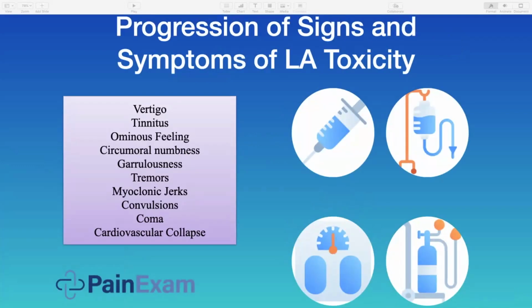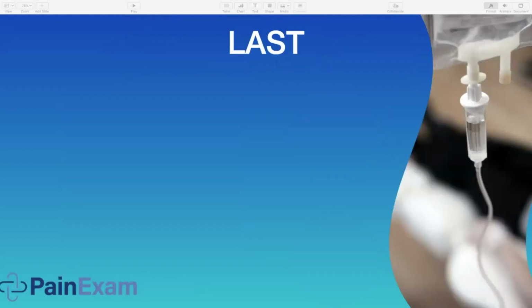Okay, looks good. So the progression and signs and symptoms of local anesthetic toxicity. I'm starting with this because if we're going to be doing these nerve blocks, I think it's very important that we all are aware of what to look for when we suspect a local anesthetic toxic reaction and how to treat it. So the complaints the patient may have vary from vertigo, tinnitus, ominous feelings, circumoral numbness, garrulousness, tremors, convulsions, coma, and cardiovascular collapse. The initial presentation is typically confusion or obtundation.